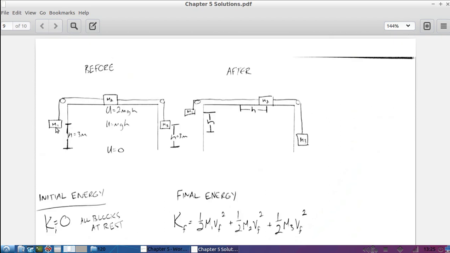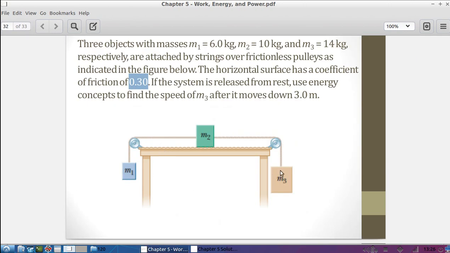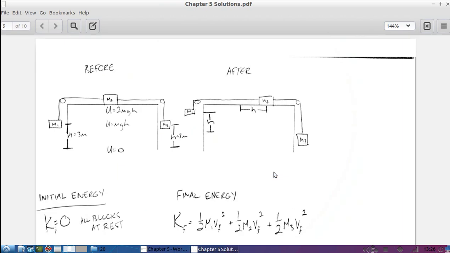This is before the system moves. M1 and M3 are at some given position. We're just going to say it's not exactly perfect, right? They're not lined up perfectly. But I'm just going to pick a point right here and right here. I'm going to say that's h equals 3 meters. So I'm going to say M1 and M3 are both at a vertical height of 3 meters.